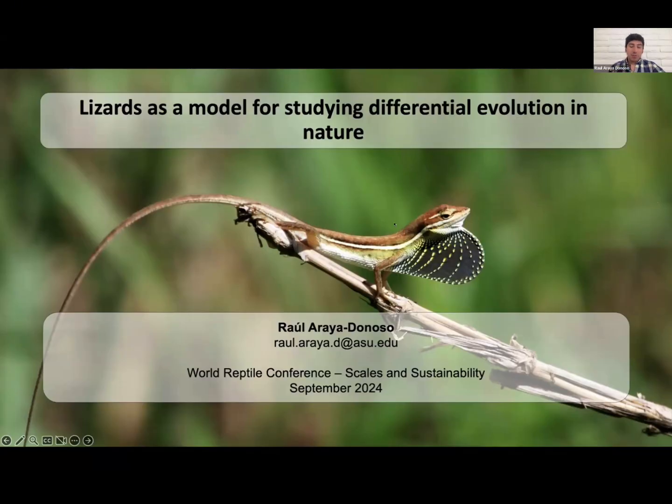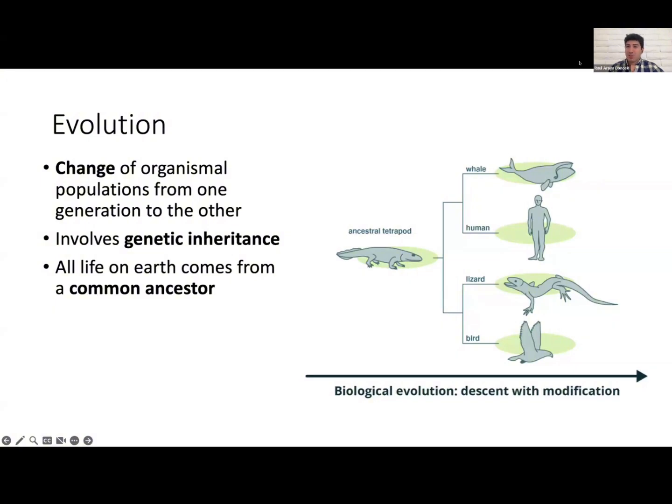So I would like to begin by talking about what evolution is and what we understand by evolution. Evolution is basically the change of populations through time after every generation, and it is associated with the genetic inheritance of the different organisms. It comes from the idea that all life on Earth comes from a common ancestor. So, for instance, all vertebrates, which are super different as we see them today, all come from a common ancestral tetrapod. That's the idea behind this.